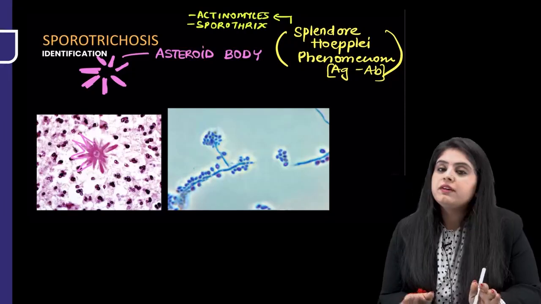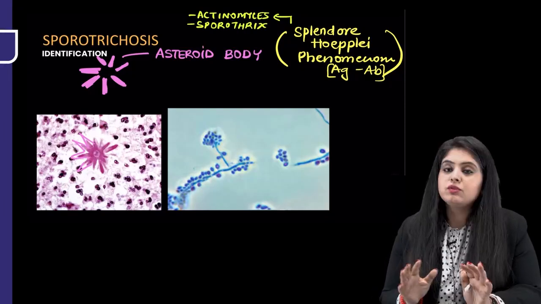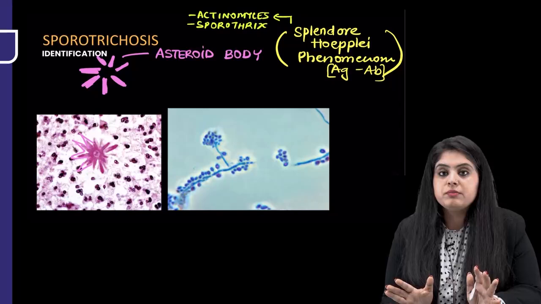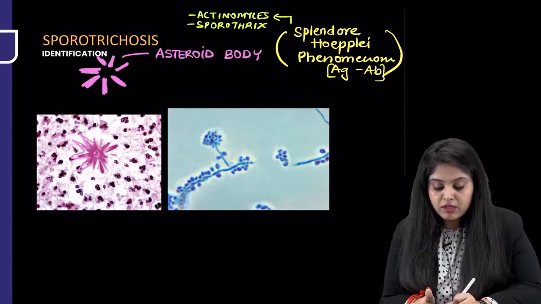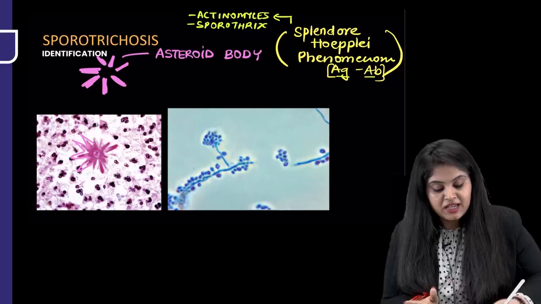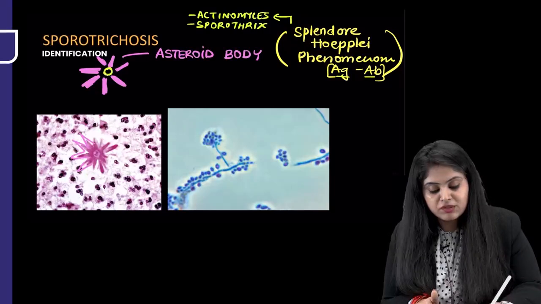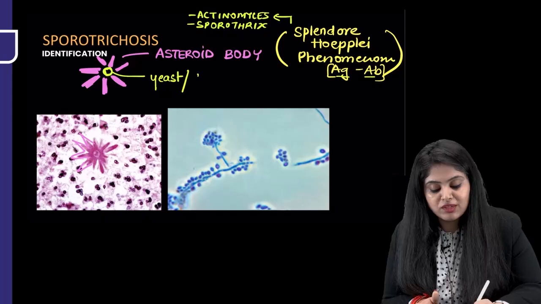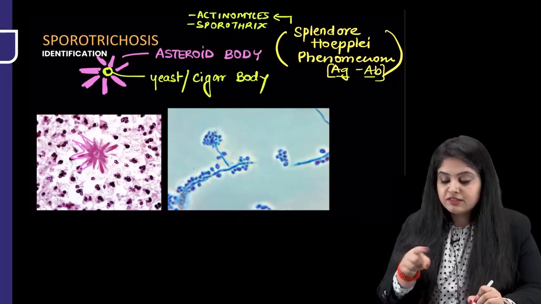But there are a lot of other organisms that can show it. There's no end to learning it, but these two are the most important ones. If you are talking about an antigen-antibody reaction, where is the antigen? Where is the organism? The organism is in the center. So this round thing in the center is the yeast, and it is known as the cigar body. So remember, the organism is the round thing in the center.